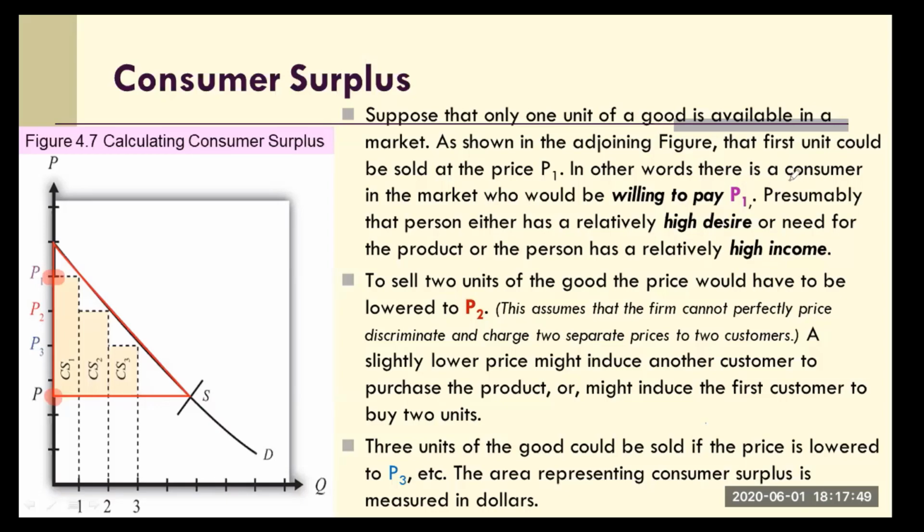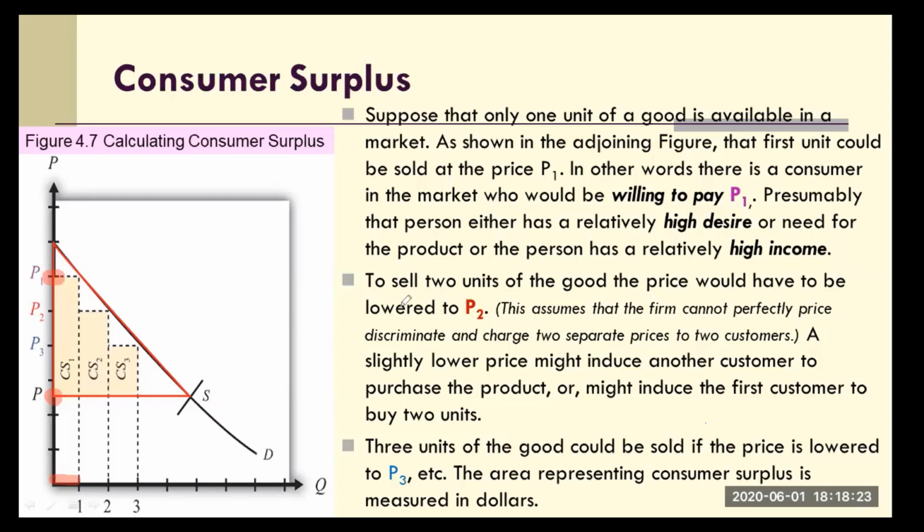In other words, there is a consumer in the market who would be willing to pay P1. It's not an actual payment, but willingness to pay. Why? Because he has a higher desire, or else he has a high income. Because of that, he is able to afford P1. Then the amount will be unit 1, or Q1.